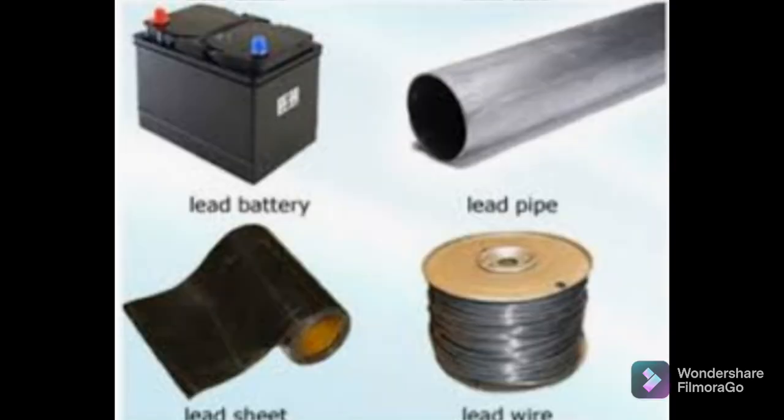Then the next metal is lead. Lead is Pb. Lead is a soft silvery white or grayish metal. It is malleable, ductile and a poor conductor of electricity. So what are the uses of lead? It is used in storage batteries, also in making sanitary pipes, tips of bullets, tin roofs, then fusible alloys. All these are made up of this lead.